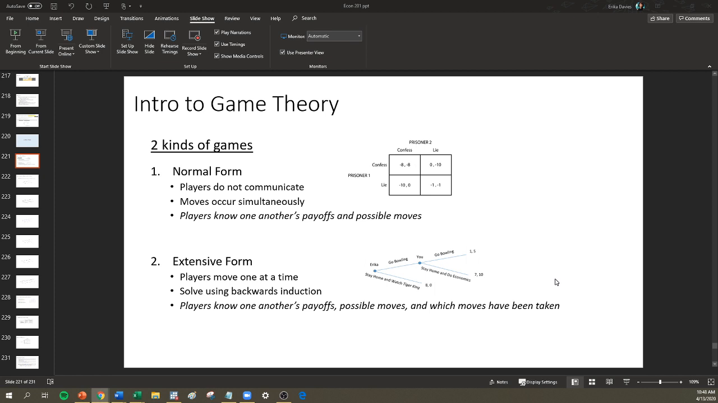We're going to solve these extensive form games using backwards induction. This is just an introduction. I want you to write this down and have it in your brain. And as you learn more about game theory, these things are going to make more sense to you. In a normal form game, players know each other's payoffs and possible moves. In an extensive form game, players know each other's payoffs, the possible moves that can be taken, and the moves that have been taken. Okay. All right. That's a lot. Let's move forward. Let's do a little example.